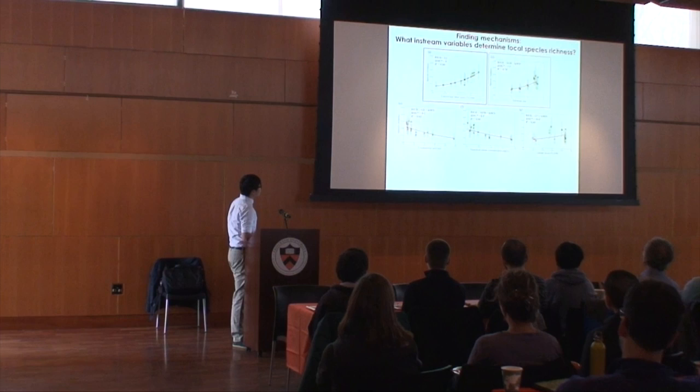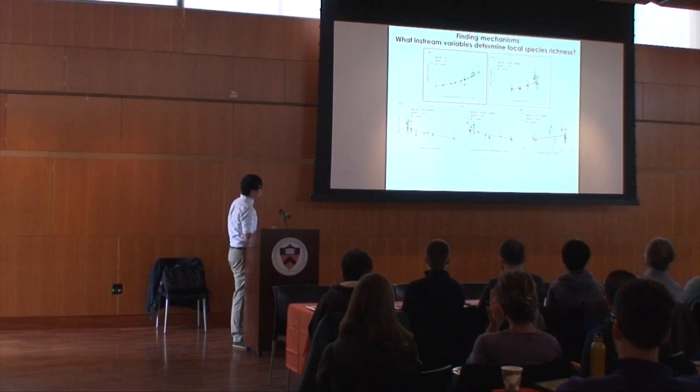And then substrate size also plays a part in driving species richness. So as substrate size increases, from silt or mud to sand and gravel, you get more species as well.